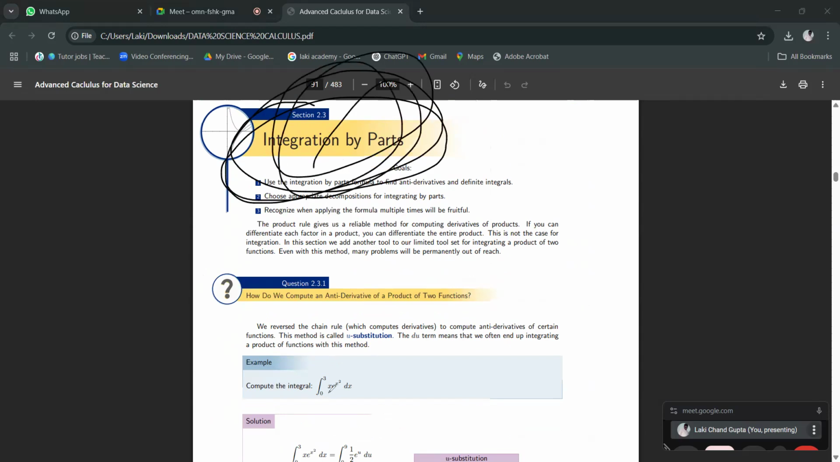How we integrate whenever you have two functions in multiplication form. Okay. Understood.